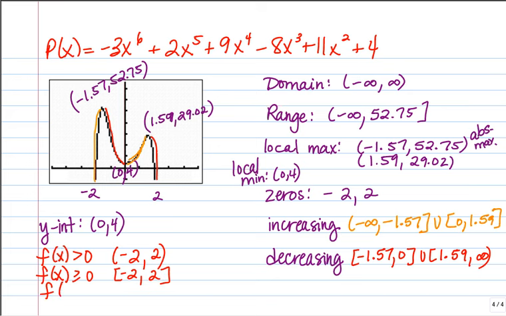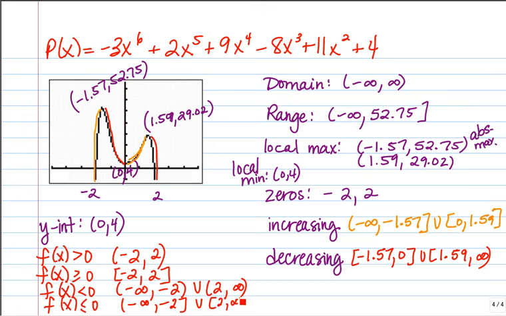Where is f of x less than 0? Well, less than 0 is where the graph is below the axis, and that is to the left and right of -2 and 2. So that would be from -infinity to -2, union 2 to infinity. In our last case, where is f of x less than or equal to 0? We can include the brackets on those endpoints to find that.